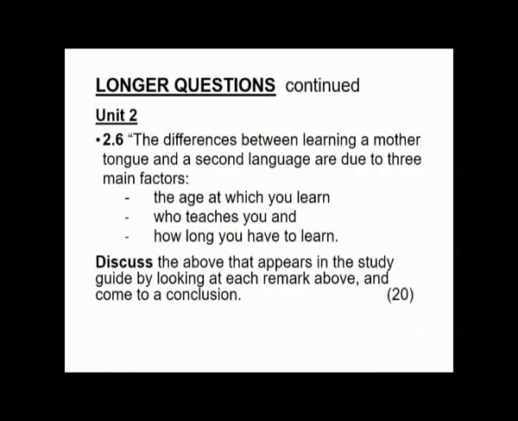Unit 2.6. The differences between learning a mother tongue and a second language are due to 3 main factors. What are the differences between learning the mother tongue and the second language? There are the 3 main factors. Okay, discuss the above that appears in the study guide by looking at each remark and come to a conclusion. Come to a conclusion means you're not going to find it in the study guide. You have to give your own conclusion.